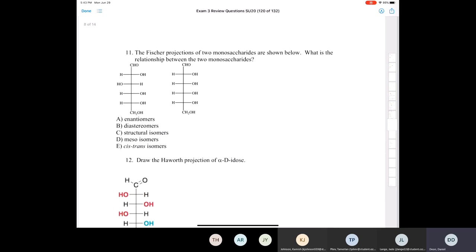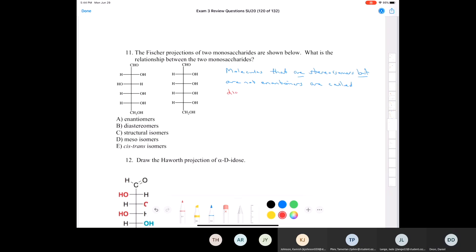Number 11 deals with Fischer projections of these two monosaccharides shown here. I won't go into great detail about this because it's mentioned in the book, but I didn't really go over it in my video. And that is the relationship between these two molecules. So when we have two molecules that are stereoisomers, but are not enantiomers, they are called diastereomers.